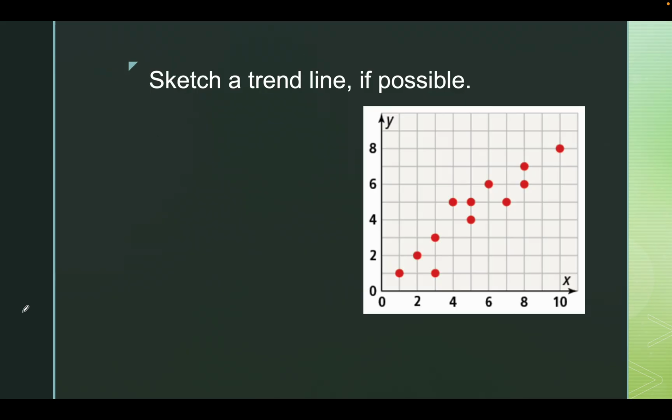Sketch a trend line if possible. So that would be a line of best fit that fits the data in the middle. Is it positive, negative, or no association from left to right? This one is traveling in a positive direction. From the left to the right, we're going uphill.